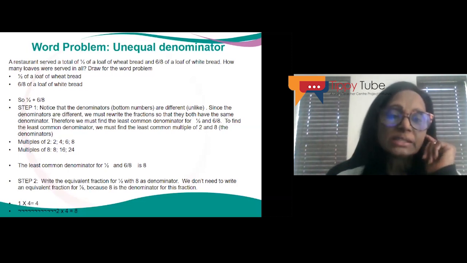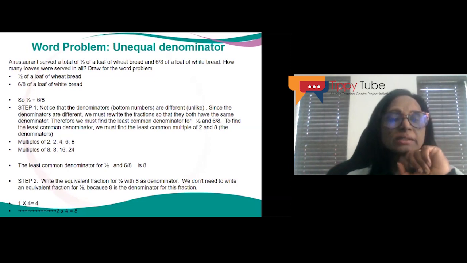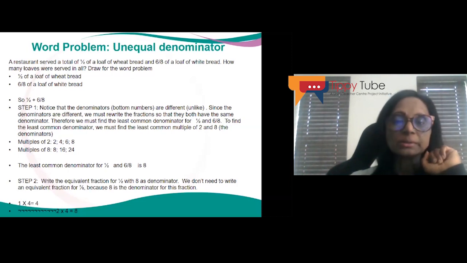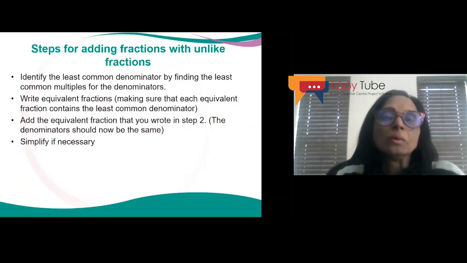And then it becomes easier to add, so you will add 4 plus 6, which is 10, and 8 plus 8, which is 16. And then you will simplify that fraction. Now, these are the steps for adding fractions with unlike denominators.